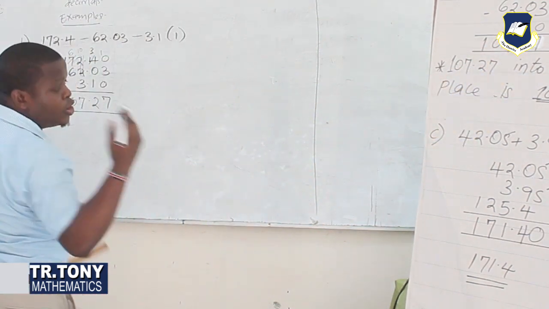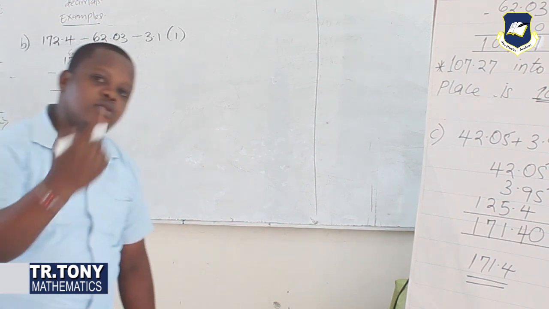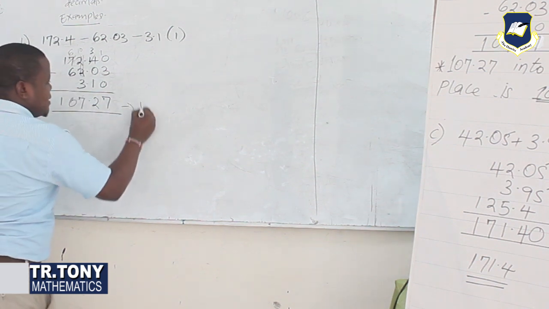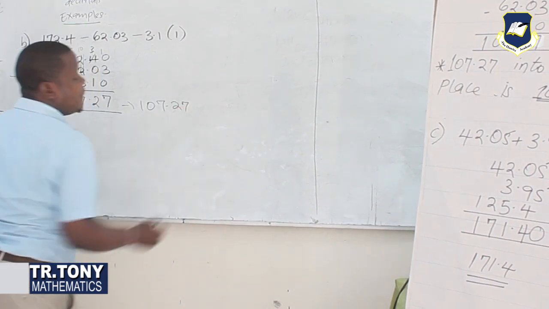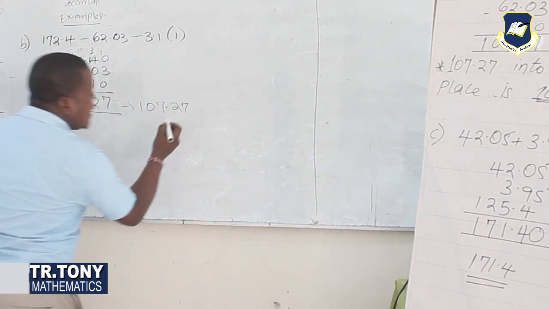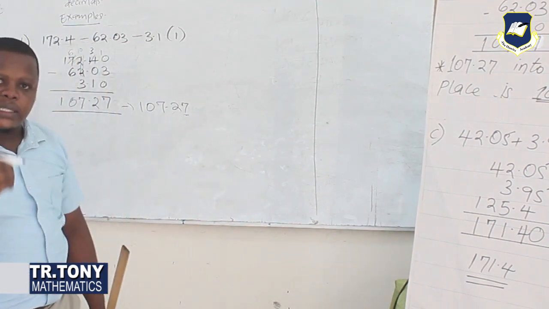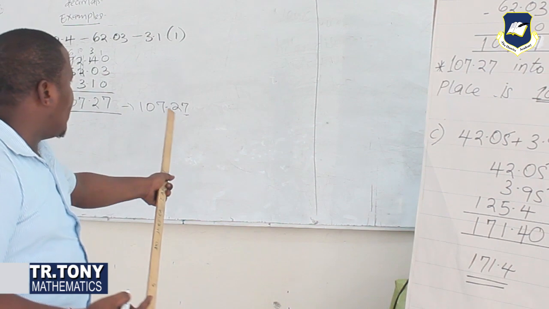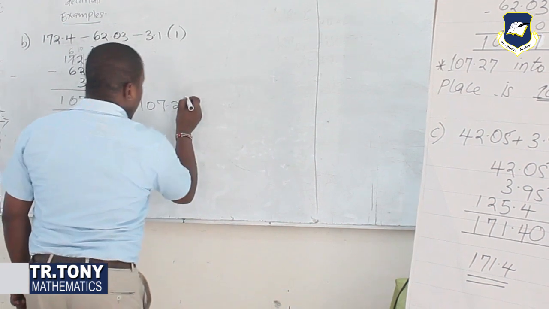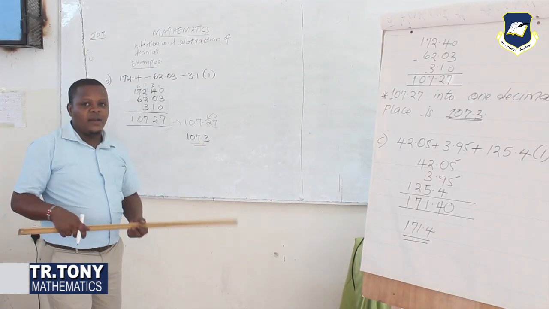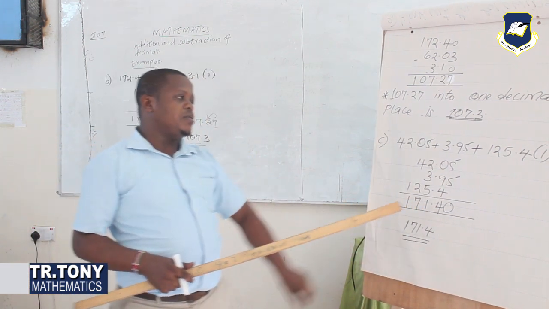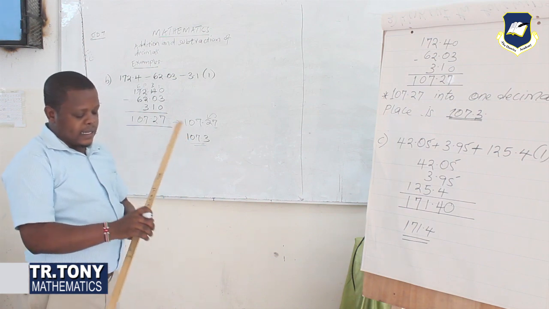107.27. But remember, you've been told to write the answer correct to one decimal place. If you want to write correct to one decimal place, what do you do? You consider the second decimal place. If it's 5 or more, add 1 to the next number. So when you look at this, 7 is more than 5. So you add 1 such that this becomes 107.3. We move on to our next example, which is going to serve as our last example.